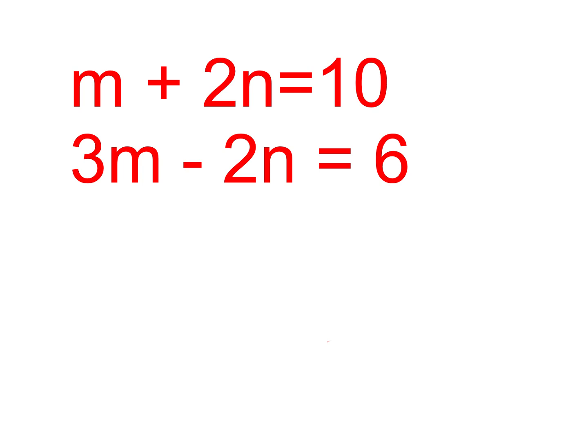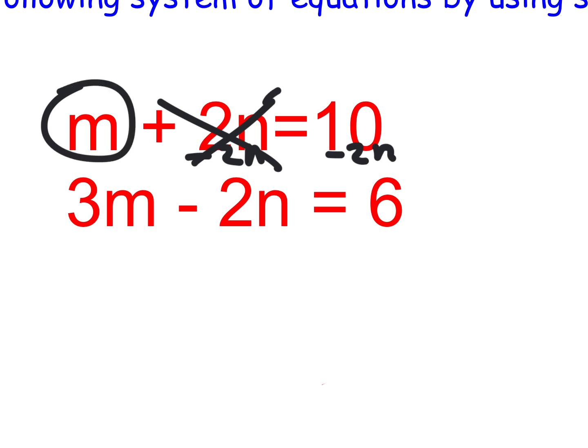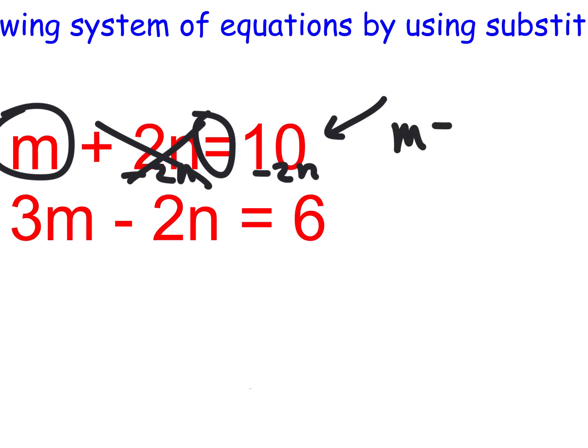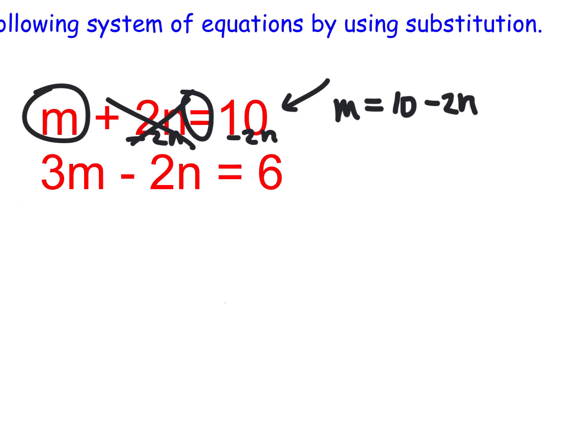You could minus the 2n from the other side. If I subtract 2n from both sides, the magic that happens, he's right, is that m gets to be alone, and I will know what m equals. Look, m equals that. So it took me an extra step, but I'm going to write it over here now. m equaled 10 minus 2n. If you put the negative 2n in front, it's fine. Now you can substitute into the other equation.